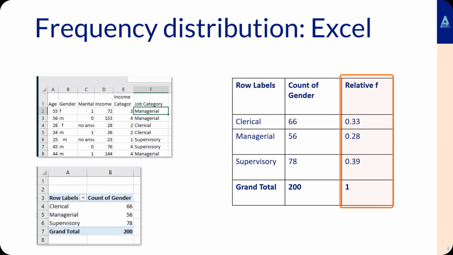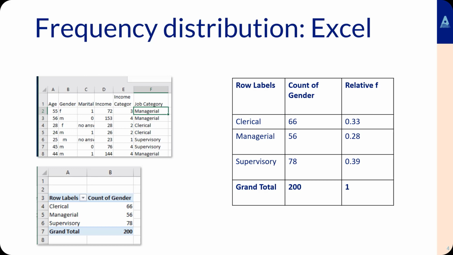So we can just use some simple Excel formulas to calculate a relative frequency. What we're doing there is calculating what percentage of 200 is 66, what percentage of 200 is 78, etc. And we can actually, in the pivot table itself, calculate percentages instead of counts. Instead of count of gender, we could have said percentage of column total. So there's 2 or 3 different ways to do that.